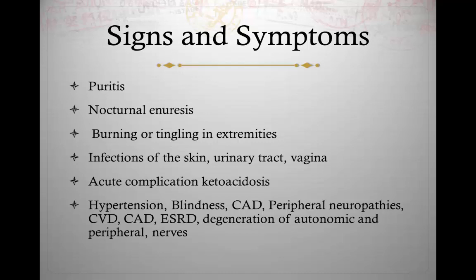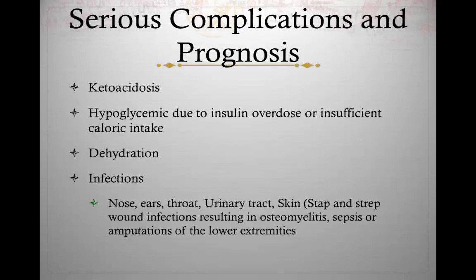You have, as we already mentioned, many long-term complications, including CAD, hypertension, peripheral neuropathies, nephropathies leading to end-stage renal disease, and even dialysis, having nerve dysfunction, peripheral neuropathies, etc. Now, a major complication would be ketoacidosis, which we will discuss in a second. Patients could also have hypoglycemic events due to the overdose of insulin or decreased caloric intake. Patients, because of polyuria and polydipsia and the effects of osmosis of hyperglycemia, could develop dehydration.